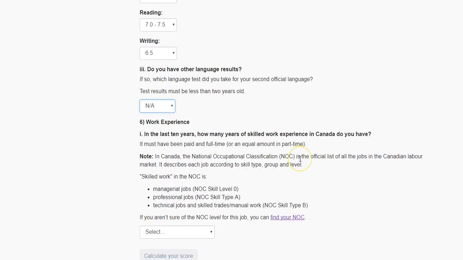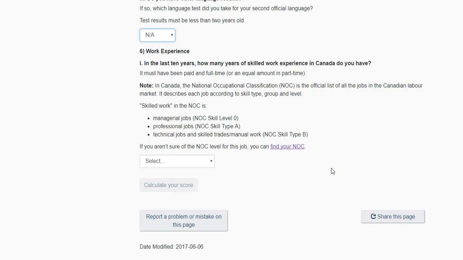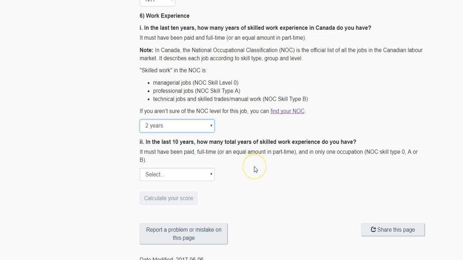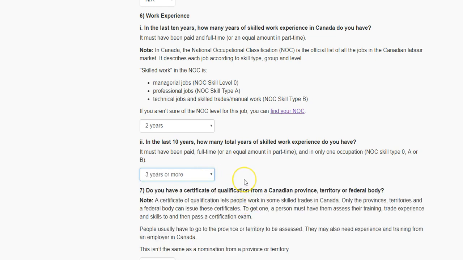Then it comes to the work experience. It's asking me, in the last 10 years, how many years of skilled work experience in Canada do you have? So remember, the question is about Canada. I would say I just worked 2 years in Canada. Then, in the last 10 years, how many total years of skilled work experience do you have? This one is more general, not only in Canada but overall. I would say I have more than 3 years, as I worked back home for 3 or more years.